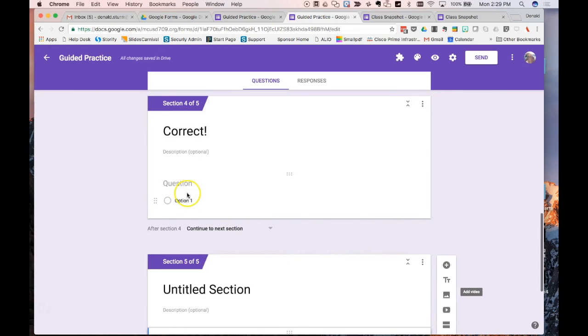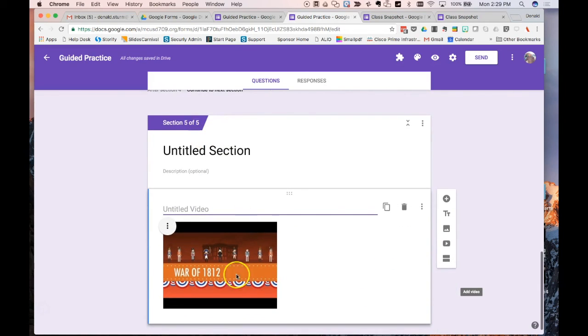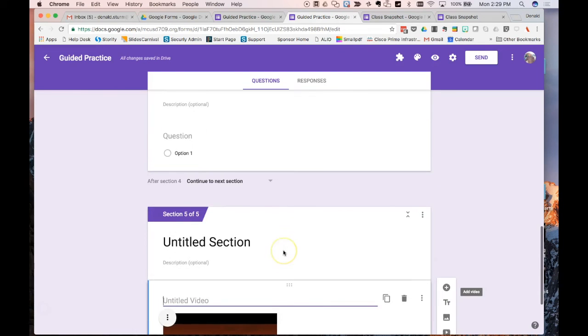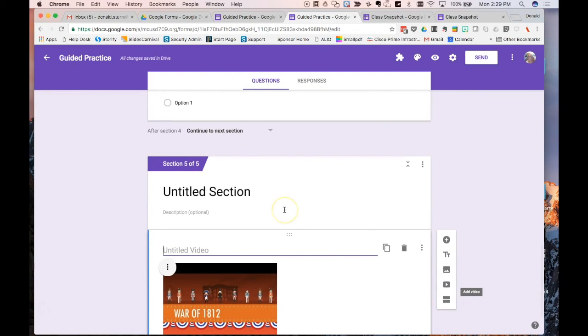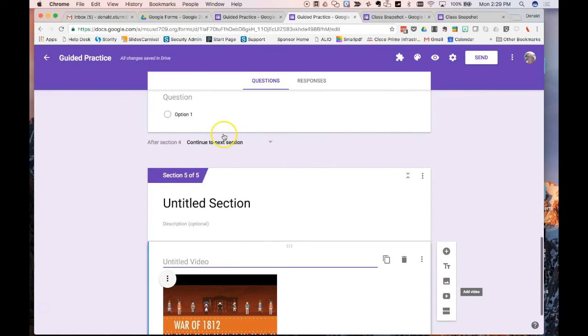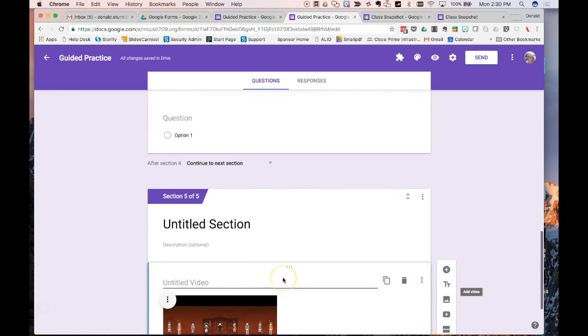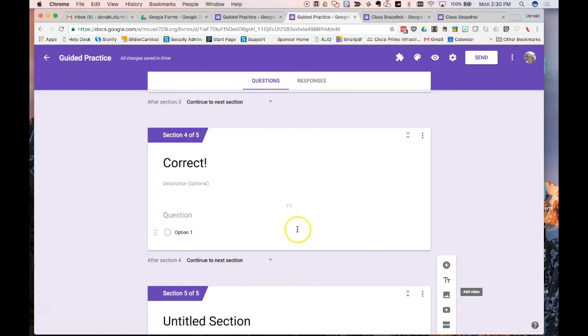So I build it so that this question here is a question about the War of 1812. If I get it right, I don't necessarily have to watch the video on the War of 1812. So you would have it skip this section. If a student gets it wrong, then you have it move to section 5, then they're able to watch that video. You can have it then go back to the previous section so that they can answer the question right and continue to move on.